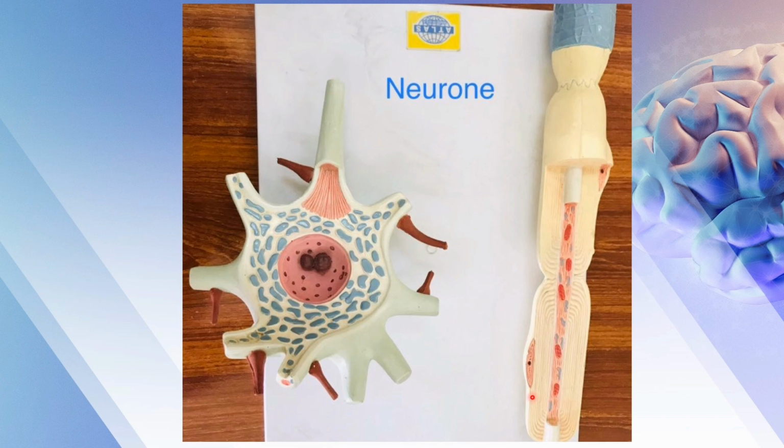And this is the section of the nerve fiber, the axon, in which the axon terminal is present over here, and surrounding these is the myelin sheath, which is formed by the Schwann cell. This is the nucleus of the Schwann cell, and this is the node of Ranvier.